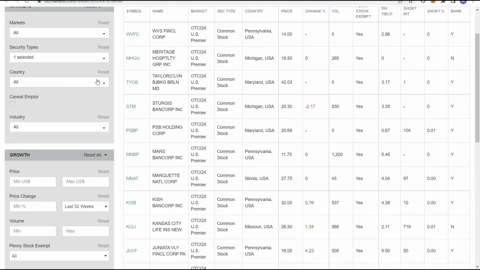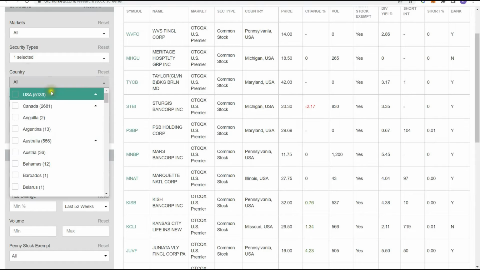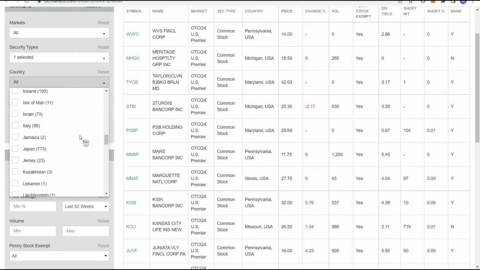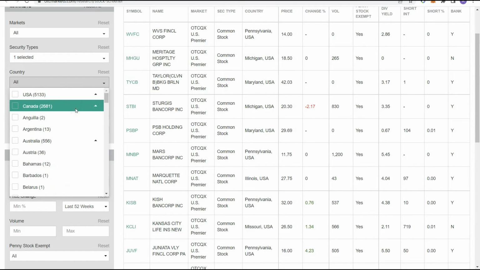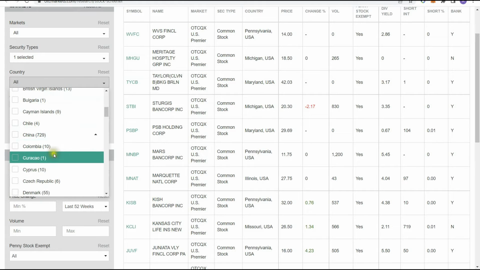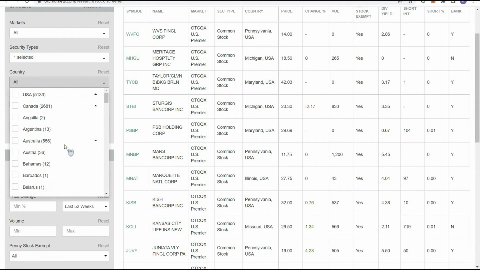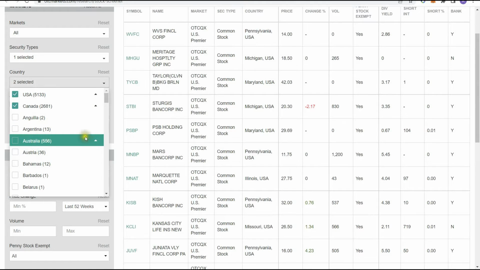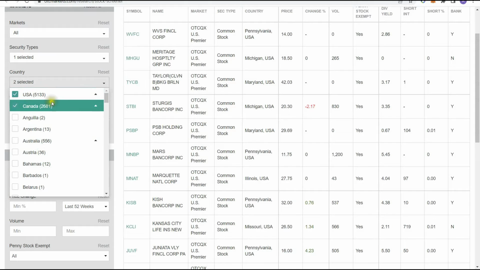Okay, the next thing that you may want to screen by is the country. There are tons of different countries where these OTC companies are based. Obviously, the two largest are US and Canada. But you can also have companies from Argentina, Australia, China, Colombia, all sorts of places. So these are all the countries where you can select. And typically, I only like to do US and Canada, maybe sometimes Australia or UK. But these are the markets that I'm most familiar with, and they generally have the best level of disclosure as well.